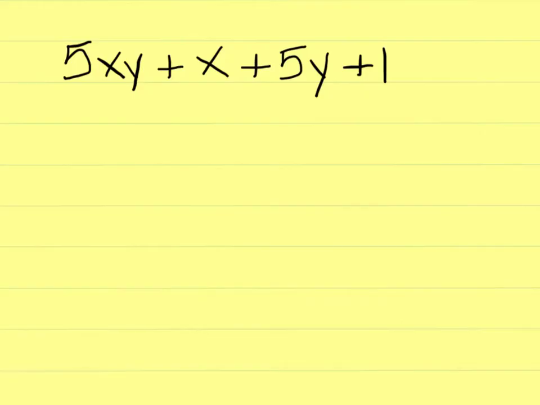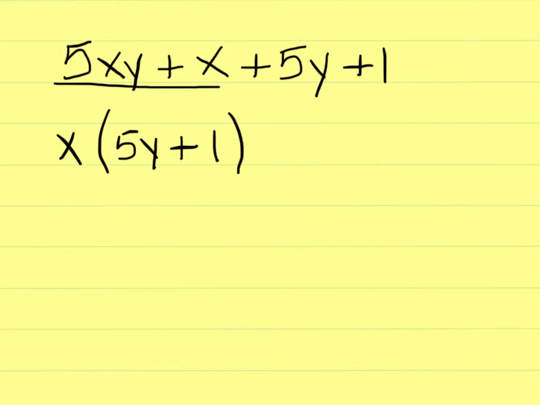This one should be a little easier. 5xy plus x plus 5y plus 1. For the practice, you have 5xy and then plus x out front. You can't take anything out of those two except an x. So if you do that, you're left with 5y plus 1. X divided by x is 1.